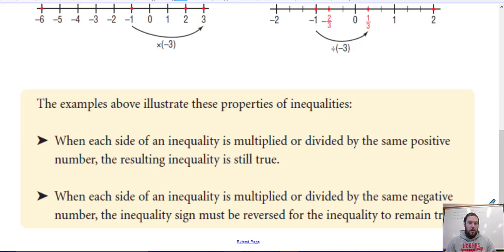When each side of an inequality is multiplied or divided by the same positive number, the result of our inequality will be the same. It's still going to be whatever it was. So if it was a greater than, it's going to remain greater than. If it was a less than, it'll stay as a less than. But when the inequality is multiplied on both sides by, or divided by, a negative number, that's when we have to change the symbol, because that's going to change the side of 0 that that number is on.